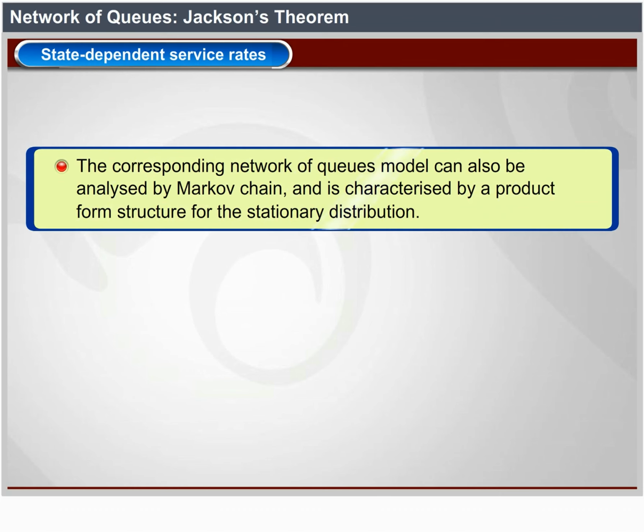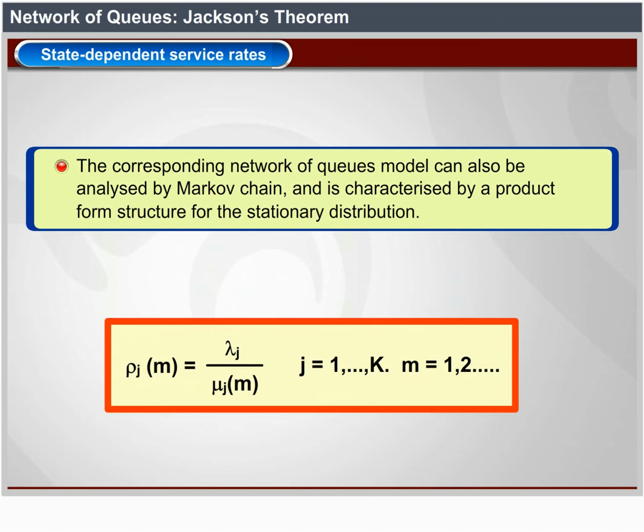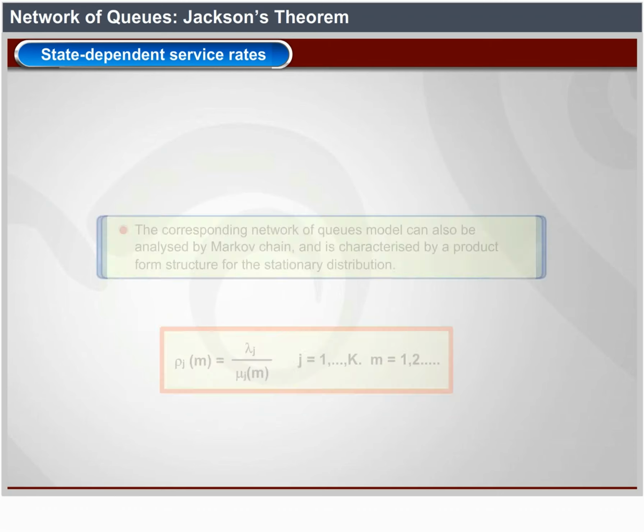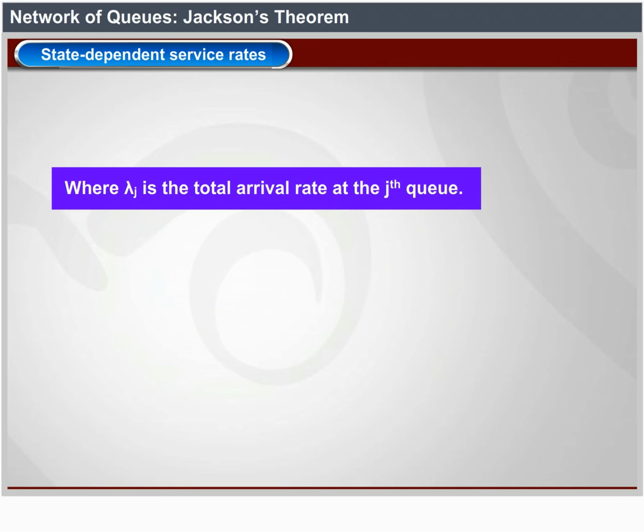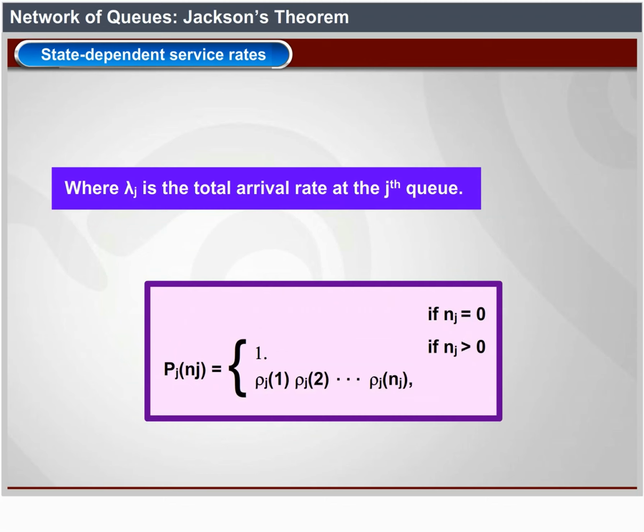Rho j of m is equal to lambda j by mu j of m, j is equal to 1 to k, m is equal to 1 to infinity, where lambda j is the total arrival rate at the jth queue. P cap j of nj is equal to 1 if nj is equal to 0, and rho j of 1, rho j of 2 up to rho j of nj if nj is greater than 0.